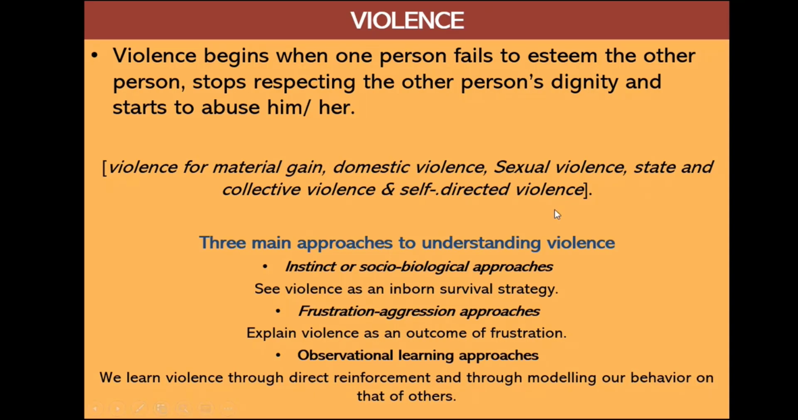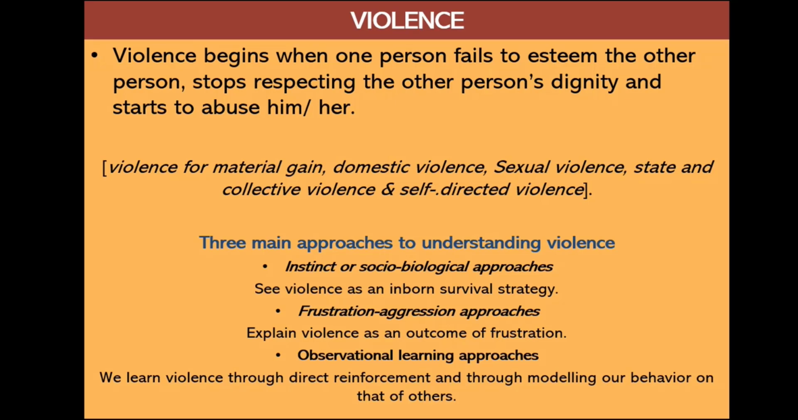They say when you look at these sources of violence, mostly are related to what? Some form of physical violence. Violence for material gain, being robbed, is physical. Domestic violence, to an extent, psychological and physical. Sexual violence, physical, whether it's touching someone inappropriately or rape, that is sexual violence. They say state and collective violence, self-directed violence. These forms of violence, they say they are physical most of the time.